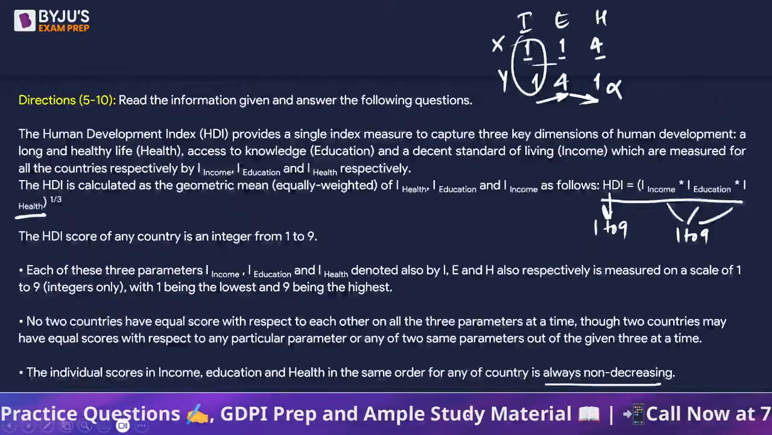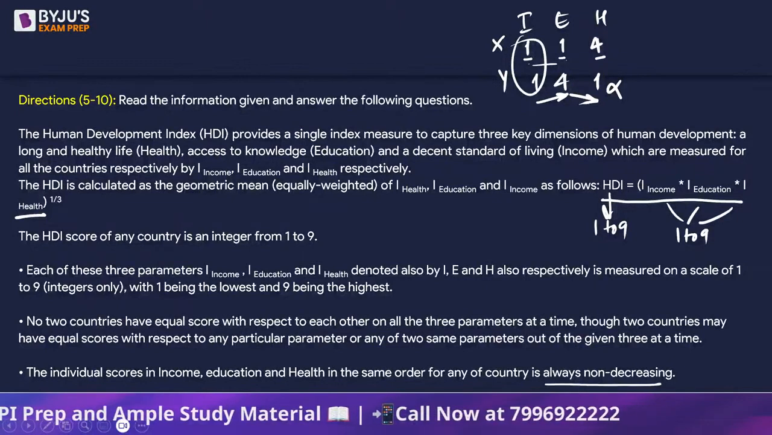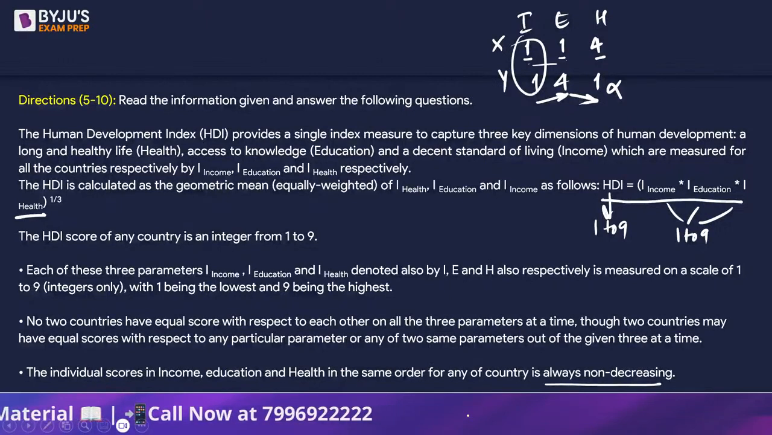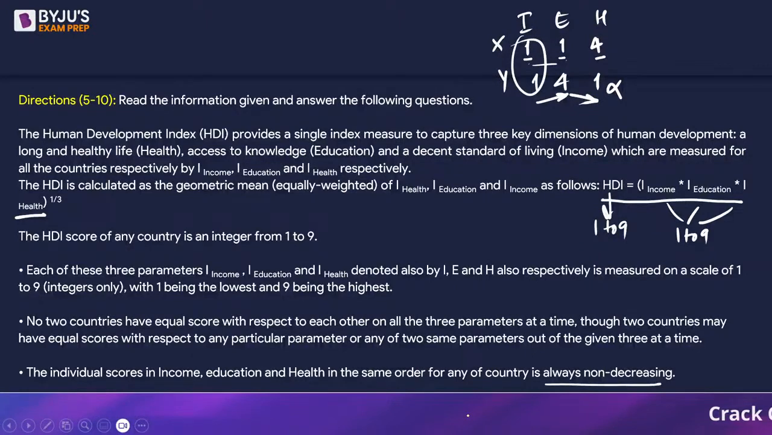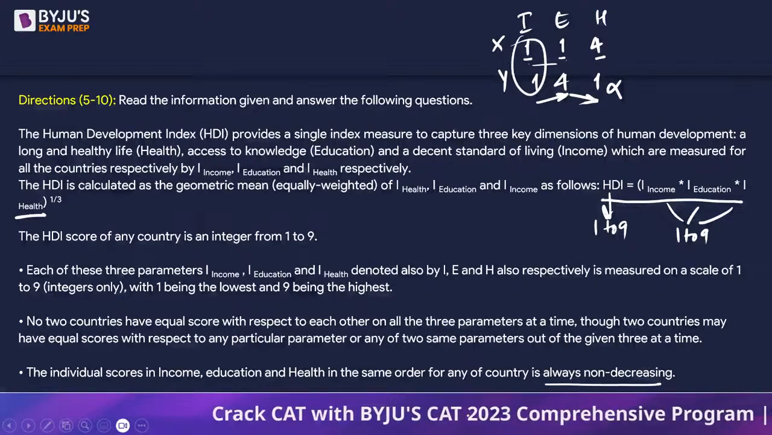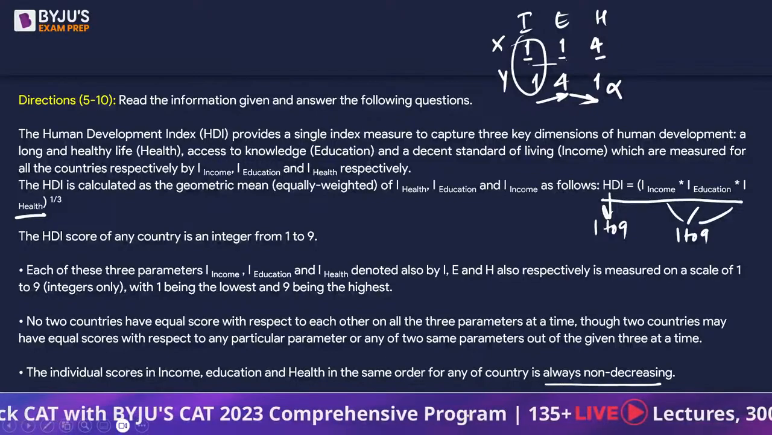Okay, let's reread that statement. The individual scores in income, health and education in the same order for any country is always non-decreasing, and no 2 countries have equal score with respect to each other on all the 3 parameters at a time. Though 2 countries may have equal scores with respect to any particular parameter or any of the 2 same parameters. ठीक है, एक या 2 पैरामीटर आपके सेम हो सकते हैं, राइट? पर सारे नहीं हो सकते.